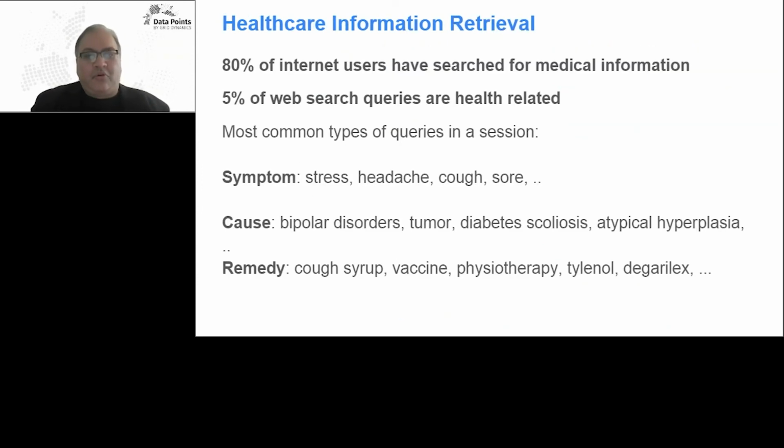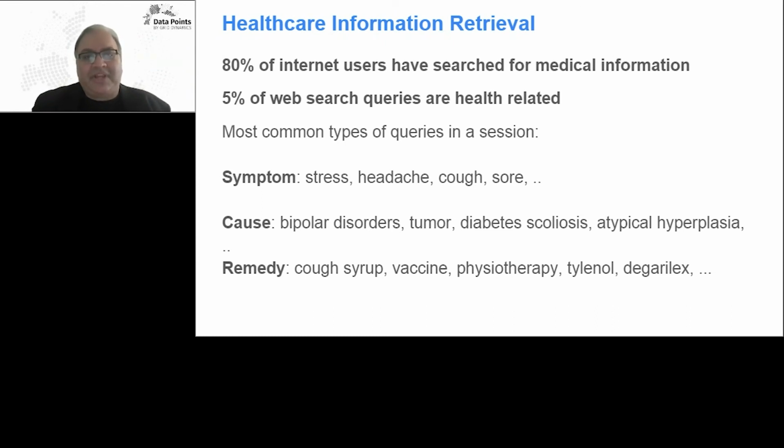So just giving a short overview of the healthcare information retrieval space. One thing, this stat is very interesting, right? 80% of internet users have searched for medical information. We find that both experts and non-experts can use either general web search engines like Google or Bing, or they can also use specialized medical search engines to satisfy their information needs, right? And 5% of web search queries are actually health related. This is like if someone is searching on Google, 5% of the search queries are actually health related.